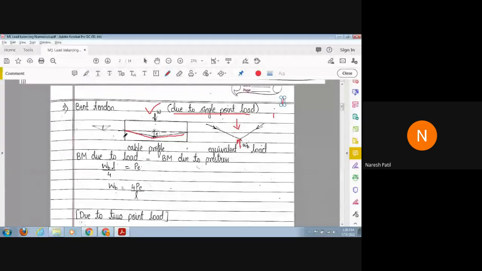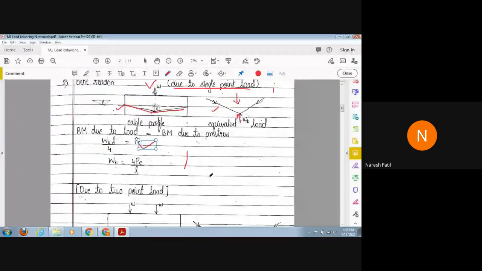So again, equating bending moment due to load to bending moment due to pre-stress. What is the bending moment due to load? W into L by 4. So W is nothing but WB here. W into L by 4 is equal to P into E. Therefore, WB is equal to 4PE by L. Same here, we equate bending moment due to load to bending moment due to pre-stress, and from that you calculate the balancing load, and later you can calculate the unbalanced load.